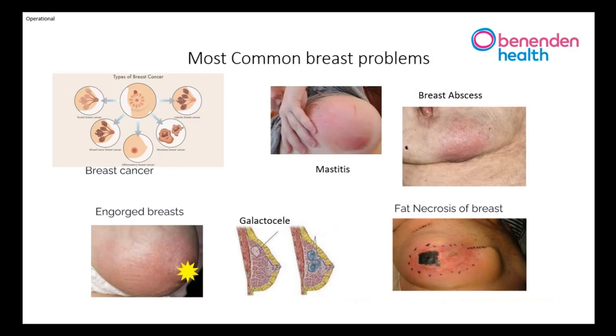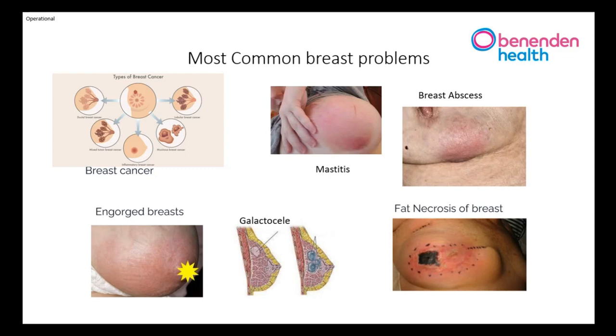So when we think about the most common breast problems, breast cancer is probably up there as number one. There are several different types of breast cancer, which can be diagnosed at different stages and can grow at different rates. You have your invasive and non-invasive breast cancer, and invasive accounts for something like 70 to 80% of breast cancer cases. Invasive breast cancer has the potential to spread to other parts of the body, whereas non-invasive breast cancer has not developed the ability to spread, either within the breast or to another part of the body.